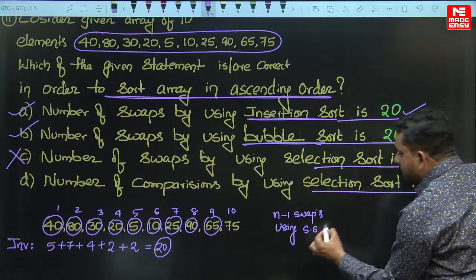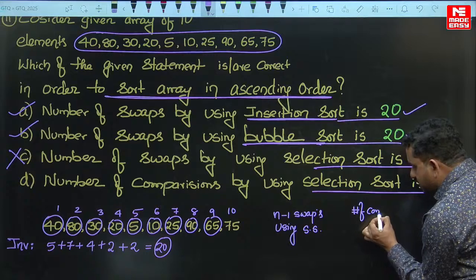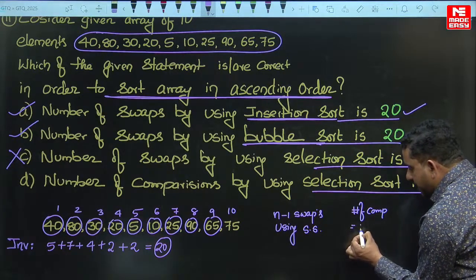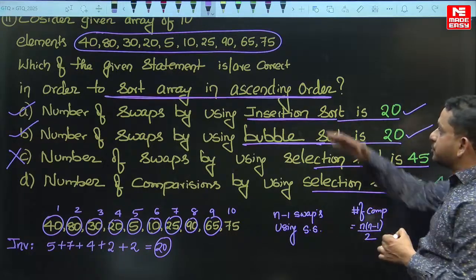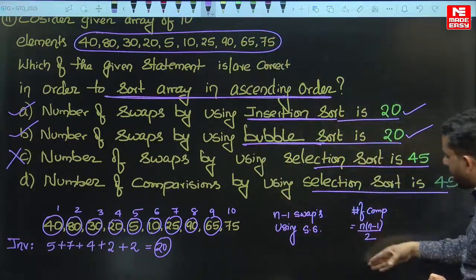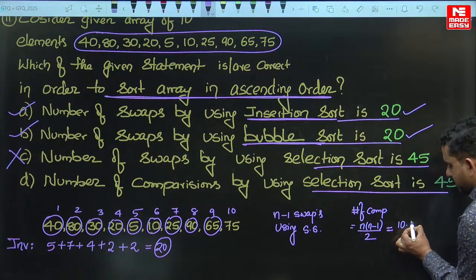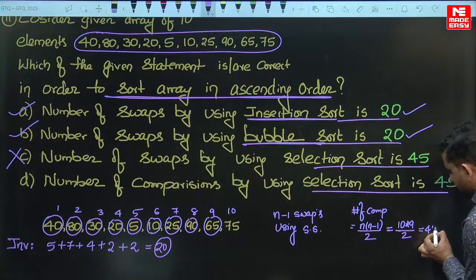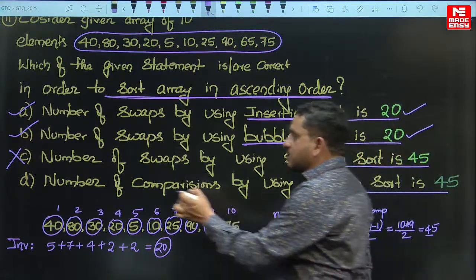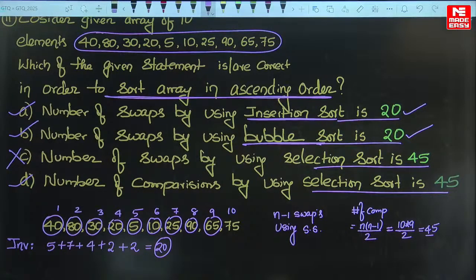The number of comparisons for selection sort is n into n minus 1 by 2 in all cases, no matter what the input. That means 10 multiplied by 9 divided by 2 is 45, so 45 comparisons required for selection sort is also a true statement. So the answer to this question is ABD, right.